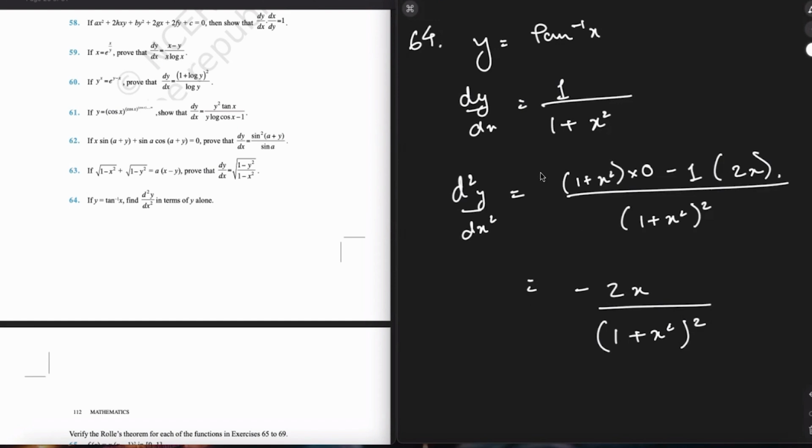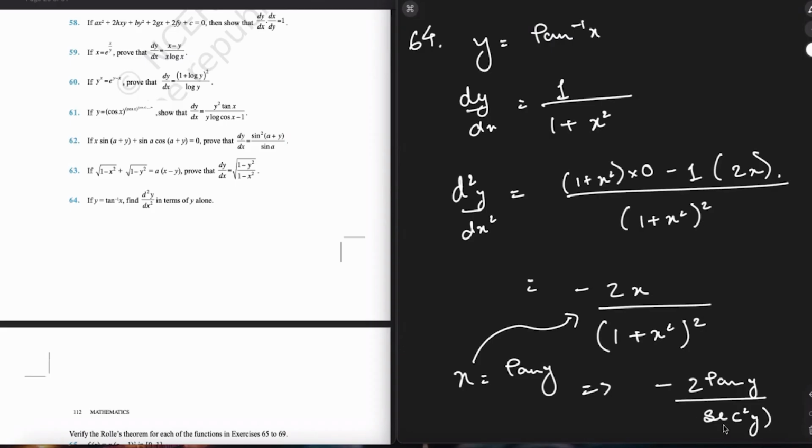We have to find the answer in terms of y alone. That is what they're saying. So in place of x, you can write tan y. If in place of x you write tan y, what will be your answer? It will be minus 2 tan y. 1 plus tan square is sec square. Then sec square y raised to a square. Then you can just simplify this and you'll get the final answer. Moving forward.